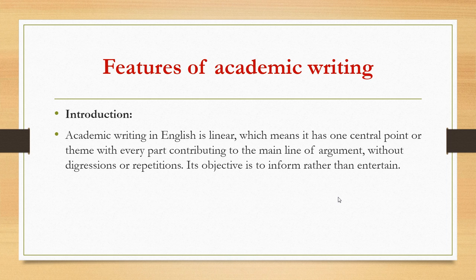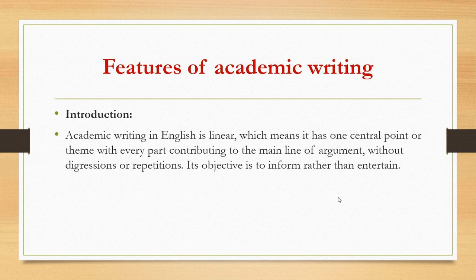Introduction. Academic writing in English is linear, which means it has one central point or theme, with every part contributing to the main line of argument without digression or repetition. Academic writing will always have only one point. The whole essay, research, thesis or paper will be circling around that single topic, but all the parts of that piece will be contributing to the main point.